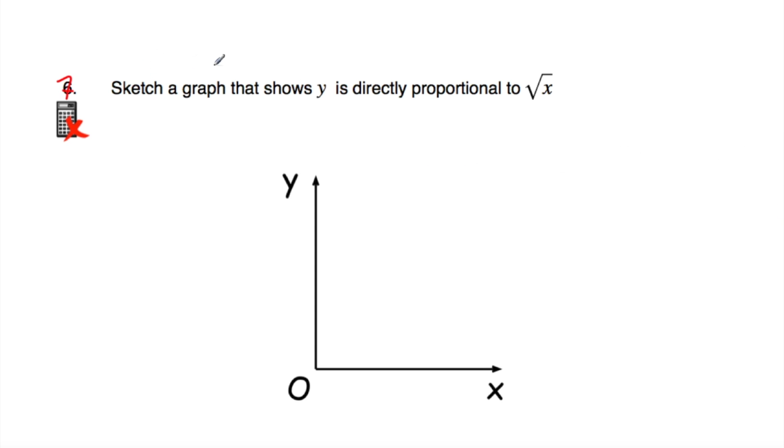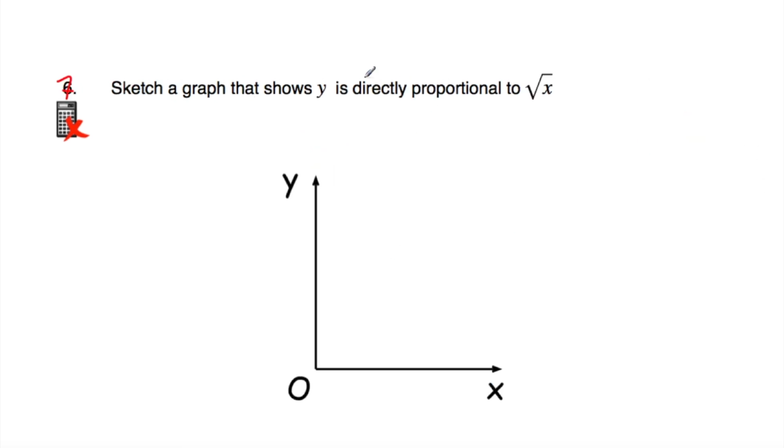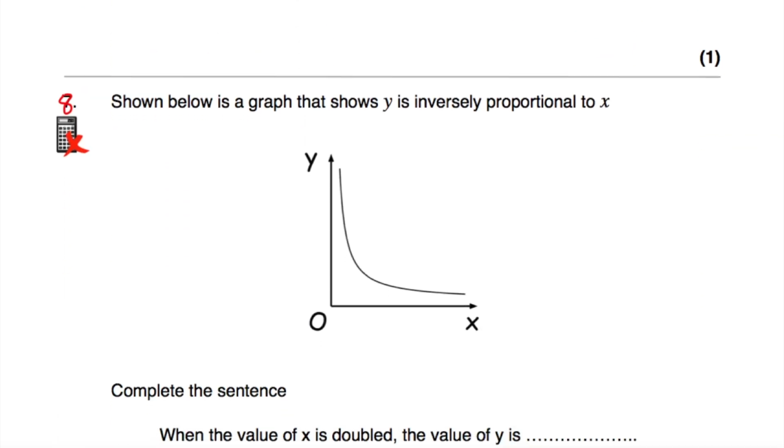Okay, let's look at our next question, question number 7. We've been asked to sketch a graph that shows y is directly proportional to the square root of x. We've looked at that previously. The graph of y equals root x would be this graph here. It starts at the origin and then curves upwards like so. So that's the relationship y is directly proportional to the square root of x.